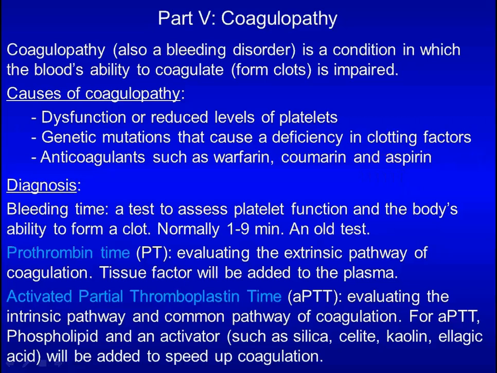For lab tests, we typically measure prothrombin time, or PT, and activated partial thromboplastin time, or APTT. To measure PT, tissue factor is added to the plasma. Therefore, PT evaluates the extrinsic pathway. To measure APTT, phospholipids and activators are added to the plasma. APTT evaluates the intrinsic pathway and common pathway of coagulation.